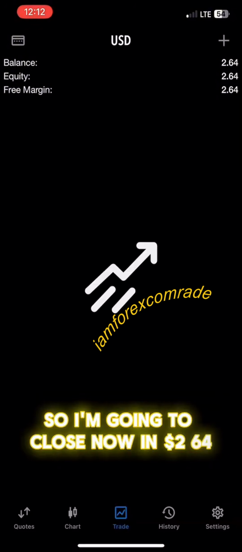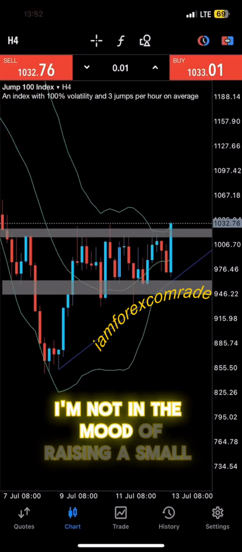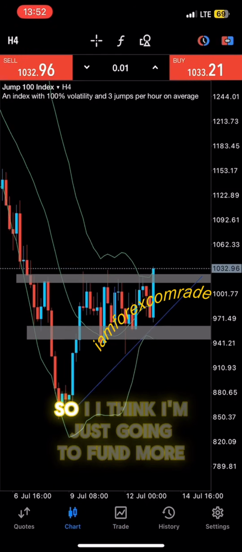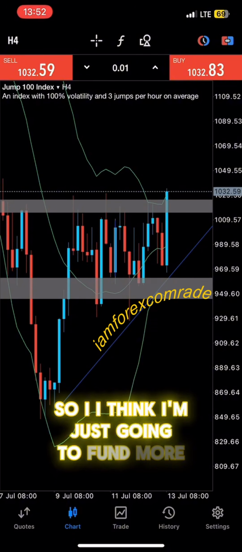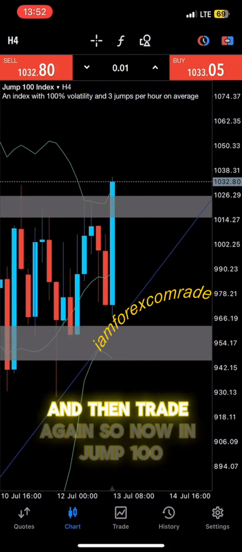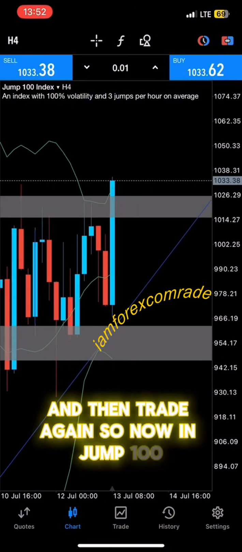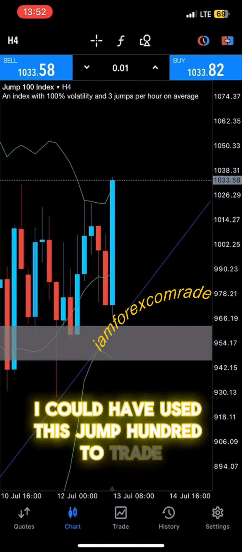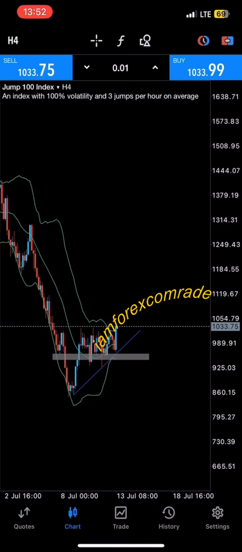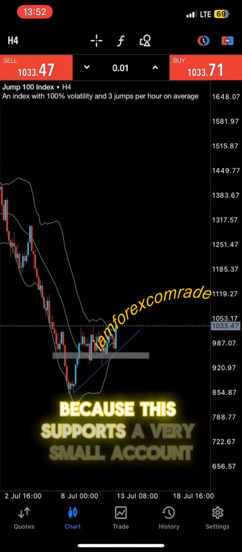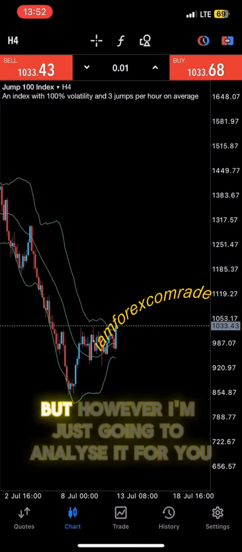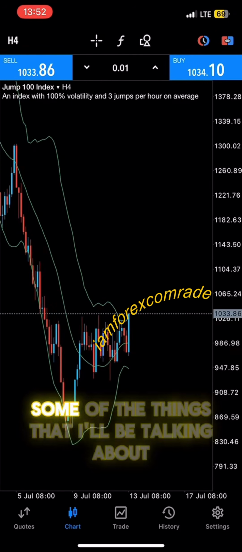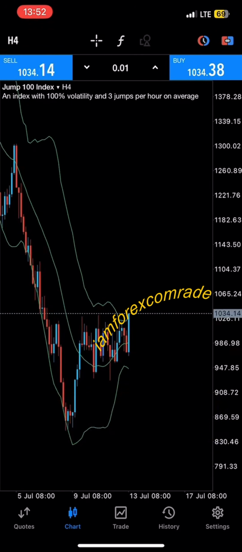Now we're at $2.64, but today I'm not in the mood of raising a small account, so I think I'm just going to fund more and then trade again. Now in Jump 100, I could have used this Jump 100 to trade to raise this small account, because this supports a very small account. However, I'm just going to analyze it for you so that you can see some of the things that I'll be talking about.